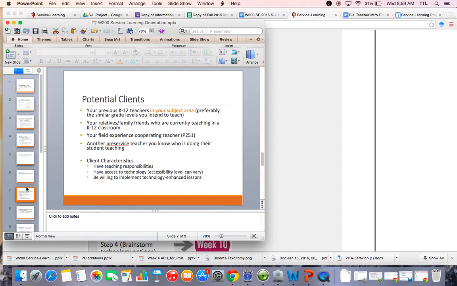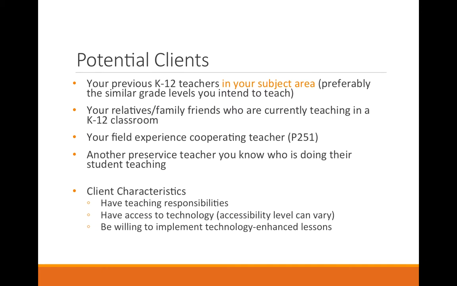That cooperating teacher can be your previous K-12 teachers in your subject area, preferably similar grade levels to what you intend to teach. So if you want to teach early elementary, pick a kindergarten, first or second grade teacher, and if you'd like to teach upper elementary, pick 3 through 5. If you're teaching secondary math or any other secondary subject, make sure it's grades 8 through 12. You can go as low as 6. I think your license might even apply to 5th grade for some of you. So that would be something that you could do there.